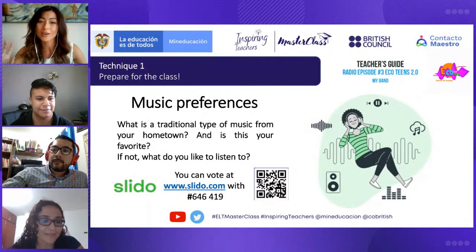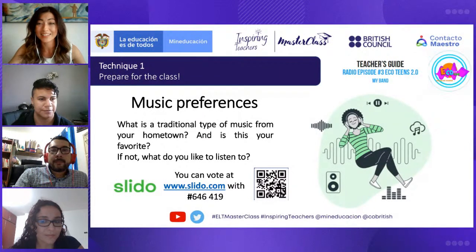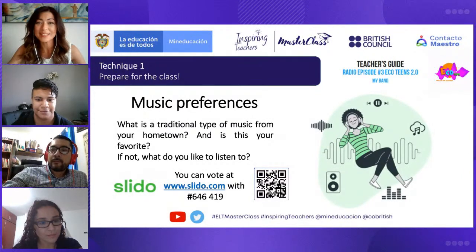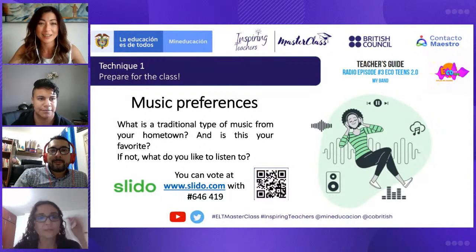I think we have given our audience enough time to vote. So in a moment, oh wow, they are still voting. Okay, let's see. I am going to show you the results in a moment and see what other teachers had to say about traditional music in Colombia. Okay, just a moment. Okay, I have them now.